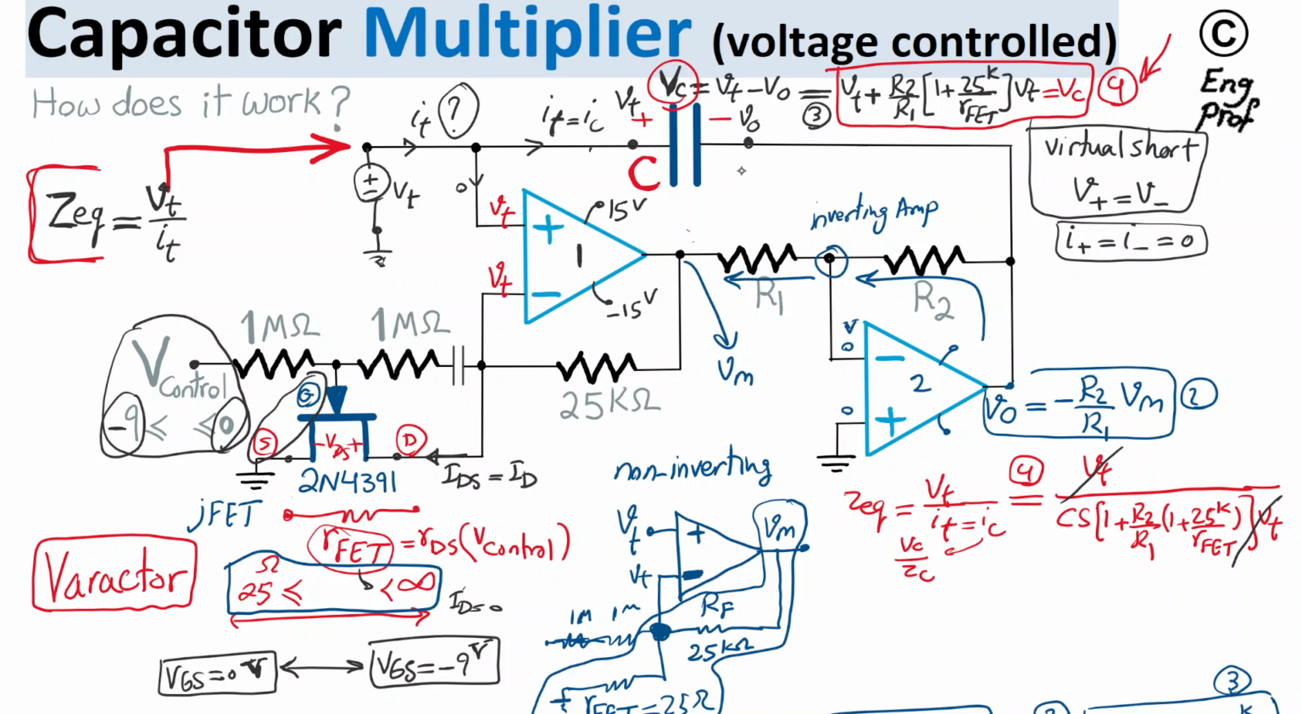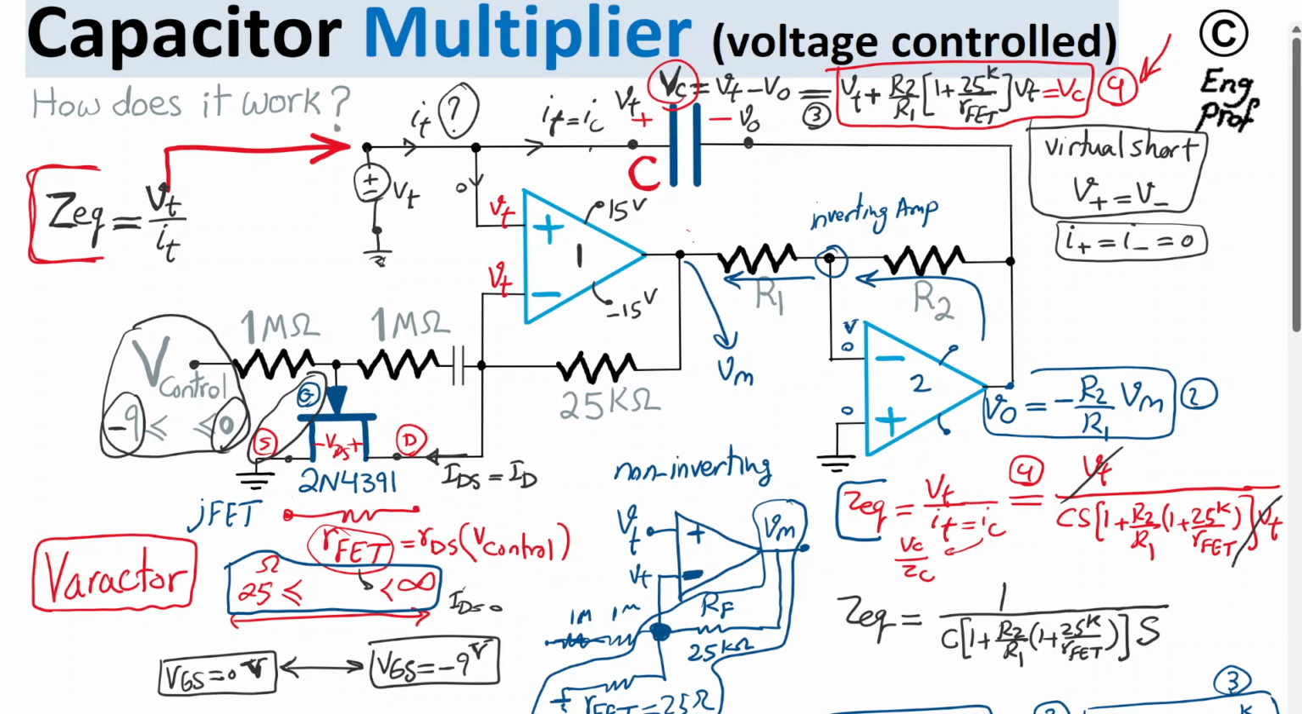So, changing the color to blue, the equivalent impedance of this circuit is just 1 over S, because VT disappears, times a scalar. As a result, Z equivalent for input impedance is 1 over C times 1 plus R2 over R1 times 1 plus 25K divided by RFET, times S. That's good enough to understand and conclude that.